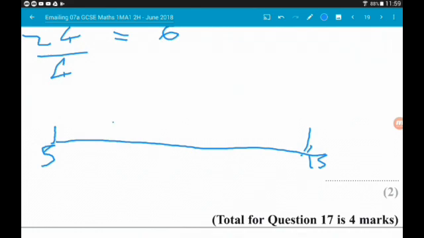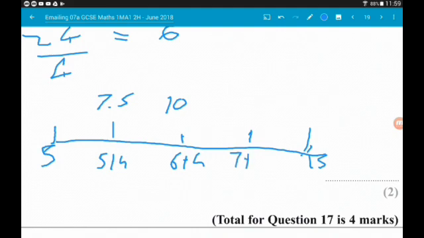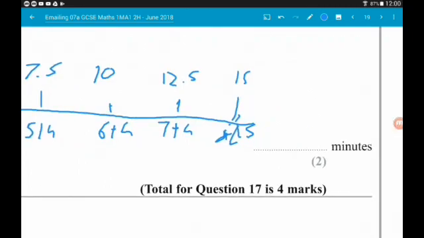So we could say the first person in this interval, which was the 5th person overall, took 7.5. The 6th person overall, second person in this interval, took 10 minutes. That would be the one that we're interested in. The 7th person overall, 12.5 minutes. And then the 8th person overall was 15 minutes. So using that, we're going to say the estimate for the lower quartile was 10 minutes.